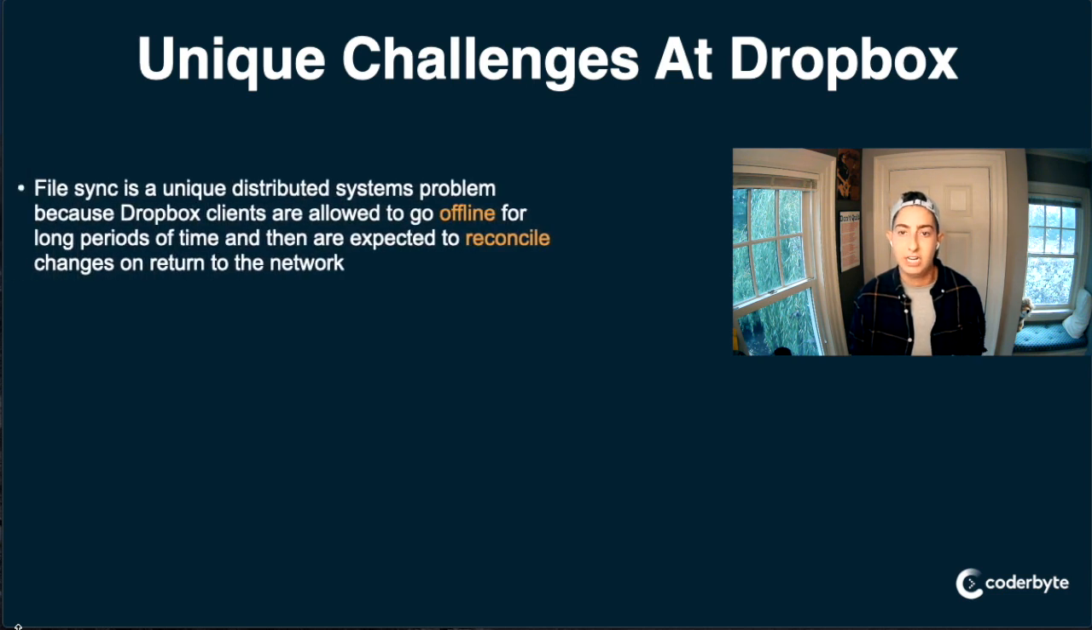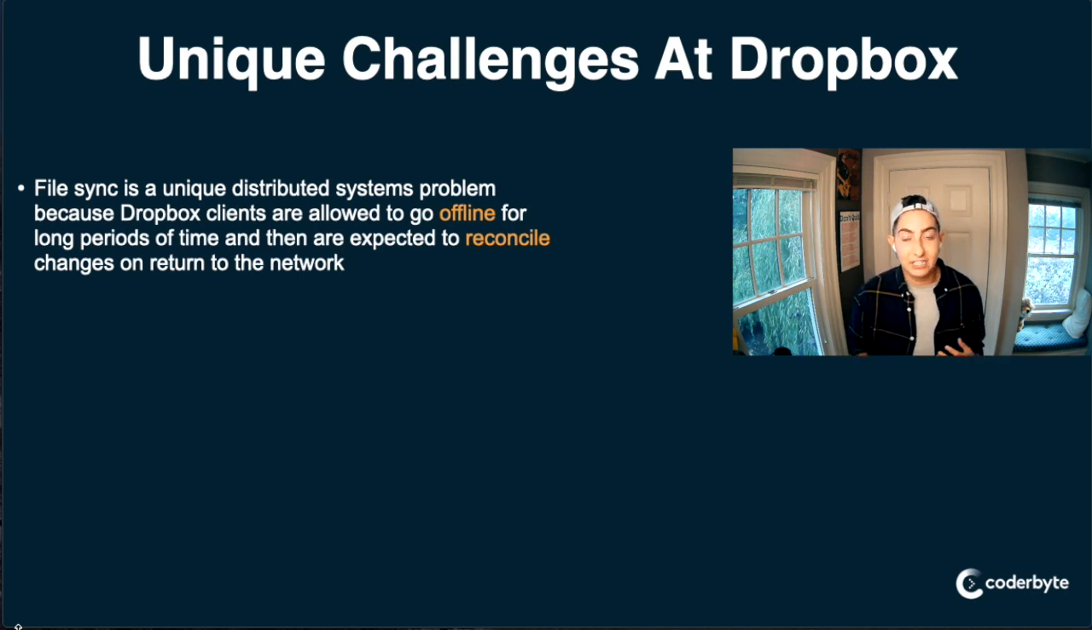So some of the unique challenges at Dropbox. File sync is a unique distributed systems problem because Dropbox clients are allowed to go offline for long periods of time and then are expected to reconcile the changes on return to the network. So this is a unique problem, right? I have to be able to have different clients that are not all online at the same time and might come online with different changes.